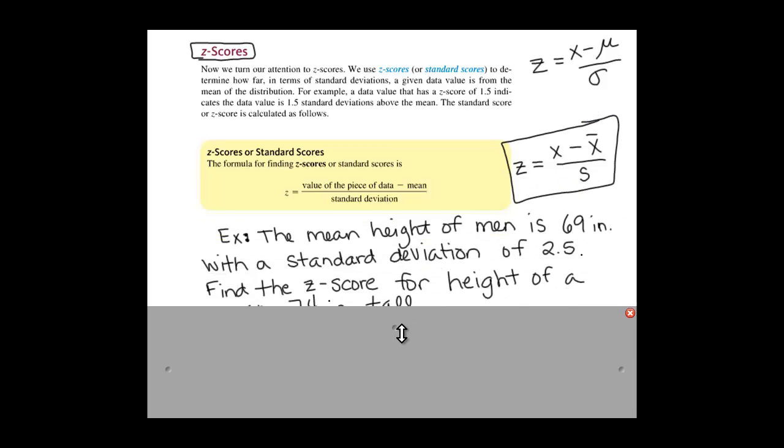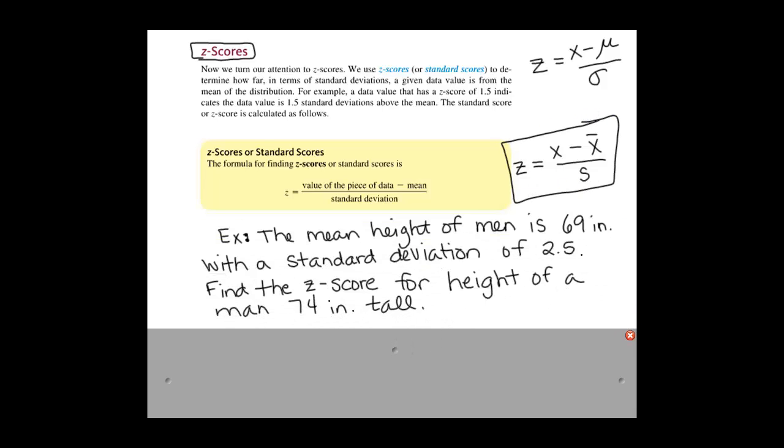However, another way of writing this formula, if you were using data from a population, would be the piece of data minus the mean, which would be represented with mu, over the standard deviation, written that way if you were looking at a population. I'm going to stick with this one.